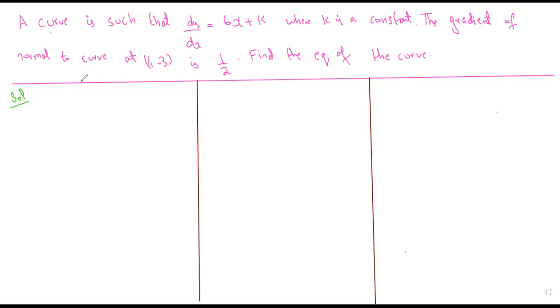Okay. What is the question? Haris and Ashal, please pay attention. A curve is such that dy by dx is 6x plus k, where k is a constant. The gradient of normal to curve at 1, minus 3 is 1 by 2. Find the equation of the curve. Now you have the derivative of this curve and you've been asked to find the equation. So steps are simple. Obviously, you would be integrating the derivative in the very beginning.